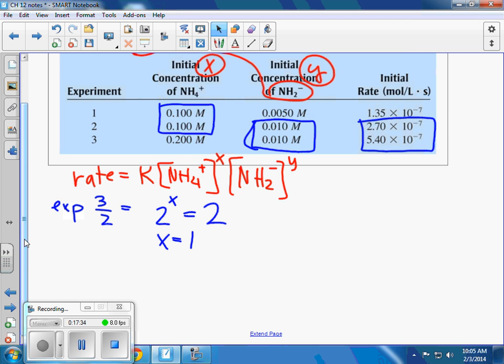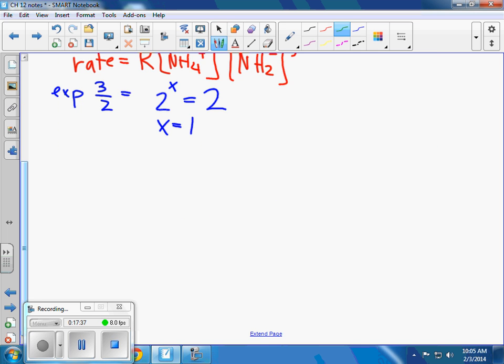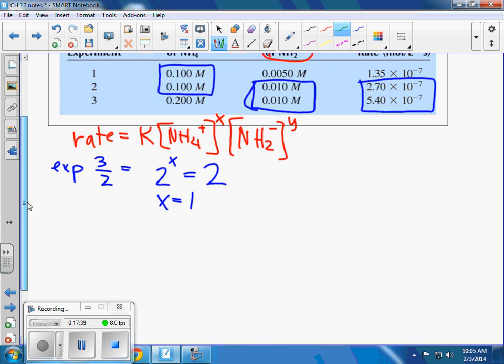Okay, so to figure out Y, which 2 experiments am I going to look at for Y? 1 and 2, because this is held constant, so I can look over here. So which way am I going to divide? 2 divided by 1, right? 0.005 goes into 0.1 how many times? Twice. I'm figuring out variable Y, and I do the same thing. 2.70 divided by 1.35 is 2, so Y equals 1.